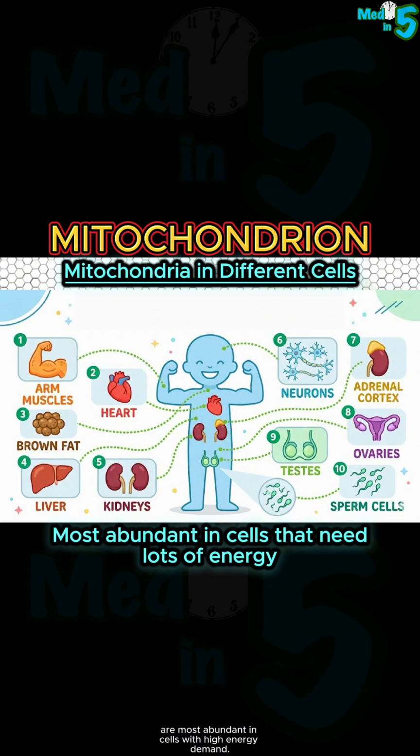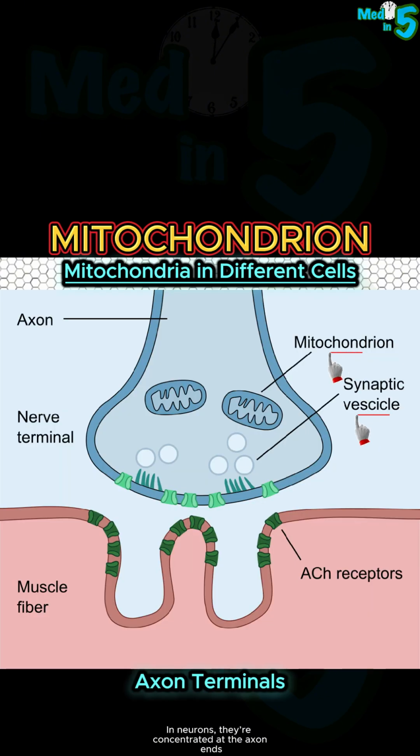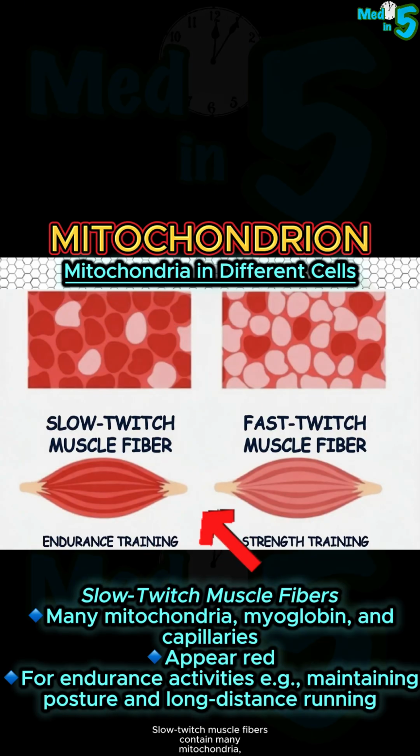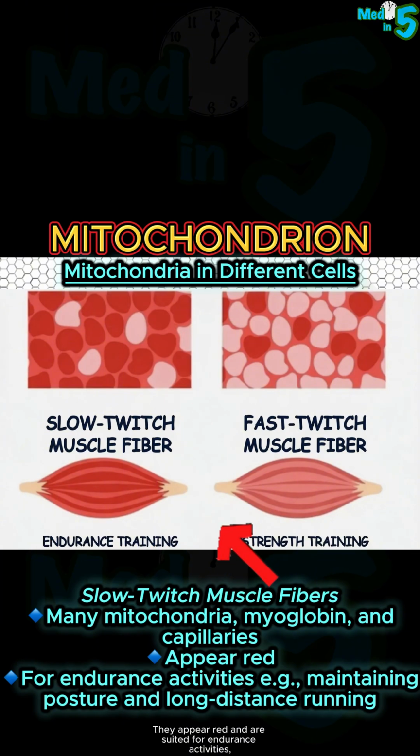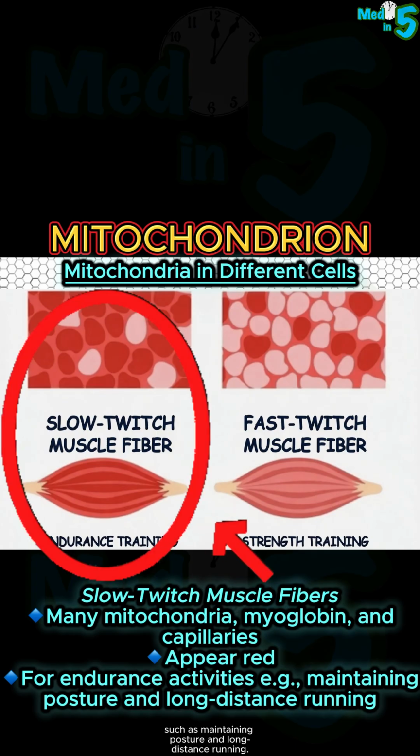Mitochondria are most abundant in cells with high energy demand. In neurons, they're concentrated at the axon ends in presynaptic terminals to power neurotransmitter release and fast signaling. Slow-twitch muscle fibers contain many mitochondria, myoglobin, and capillaries. They appear red and are suited for endurance activities, such as maintaining posture and long-distance running.